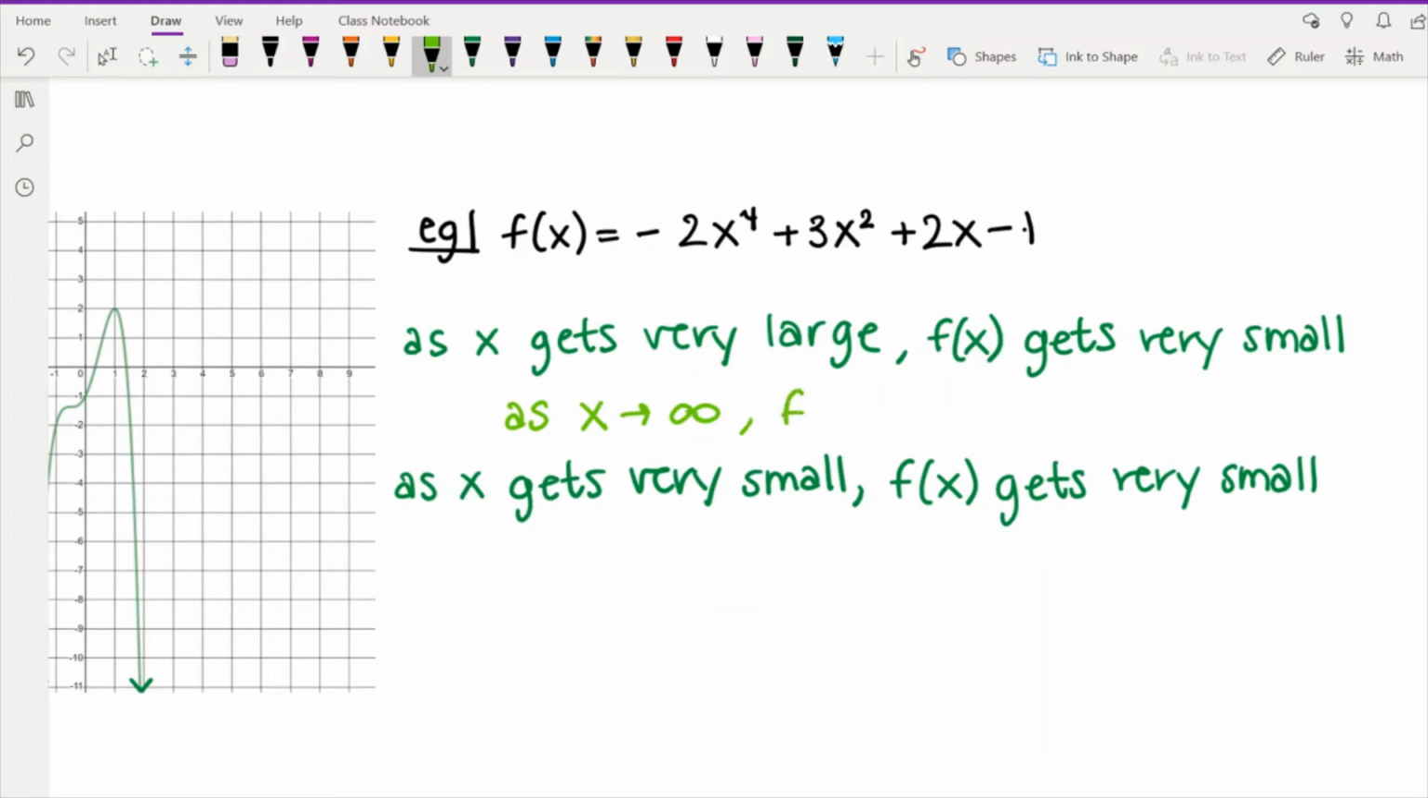And so what should we say for f of x? If f of x is getting very small, that means f of x is trending towards negative infinity. I'm going to put this in a box because this is really the way that we want to be describing end behavior.